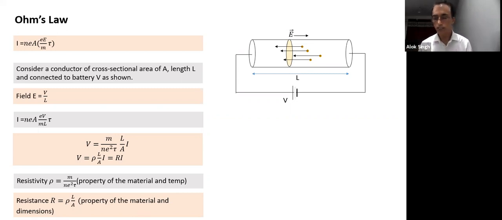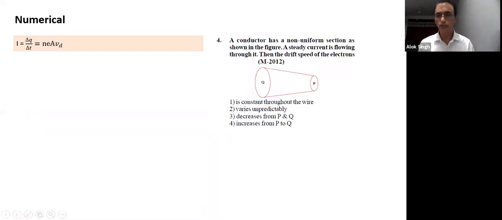But sometimes the conductor may not have a uniform cross-section. What happens in a non-uniform cross-section? Once we come to that part, I think you'll understand this better. When would the field be uniform, and when will it not be uniform? This is a question, and it is one of the main questions in 2012. The conductor has a non-uniform section. We see this cross section is larger and its radius is decreasing in a linear fashion to P.